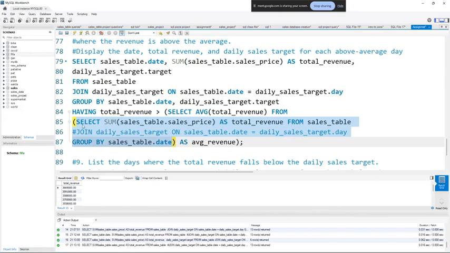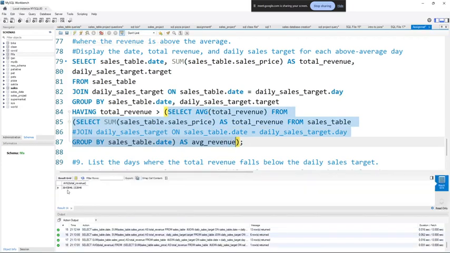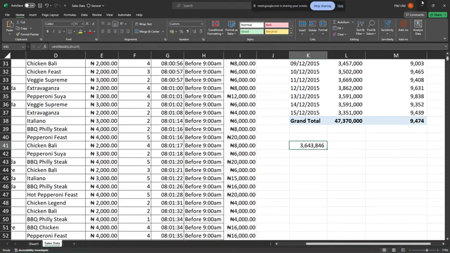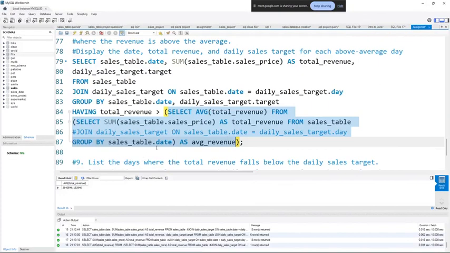From this select statement, if you calculate that average, I want you to name it as average revenue. Name it as what? Average revenue. So by the time we run this particular statement, I'll get that 3.6 that Excel gave us. This 3.643, still the same 3.643 that I will get here. That is what they are not telling us, that average daily.